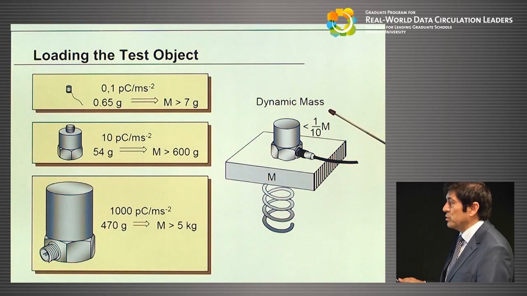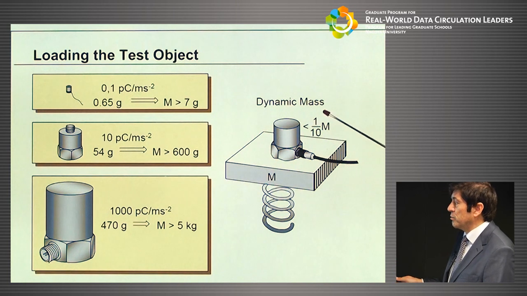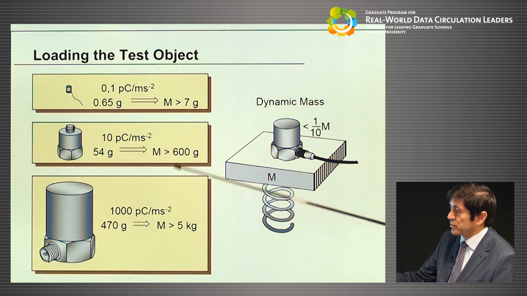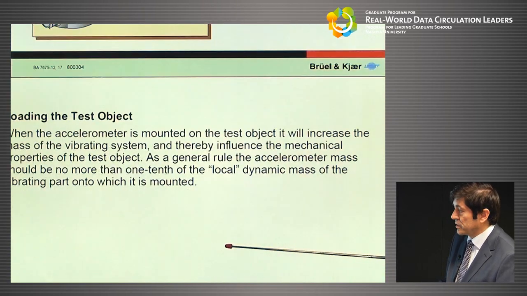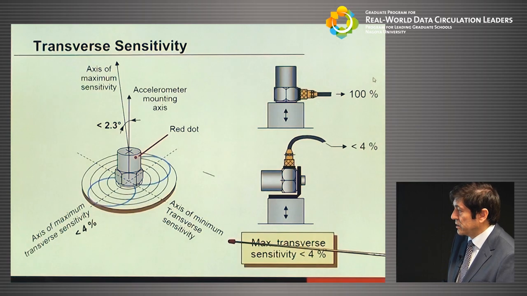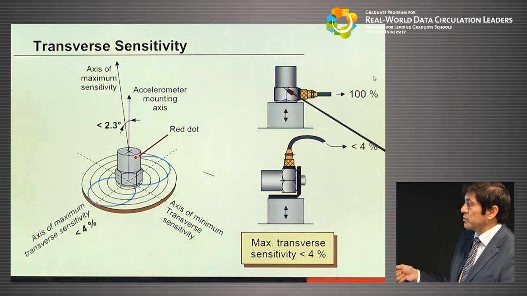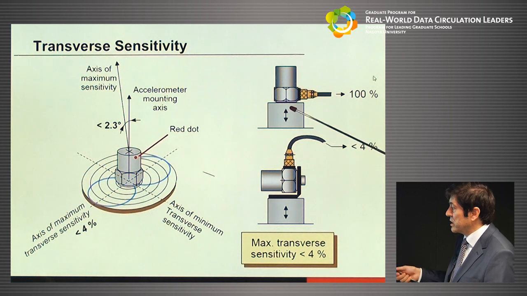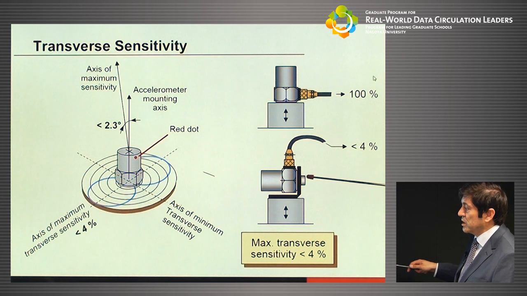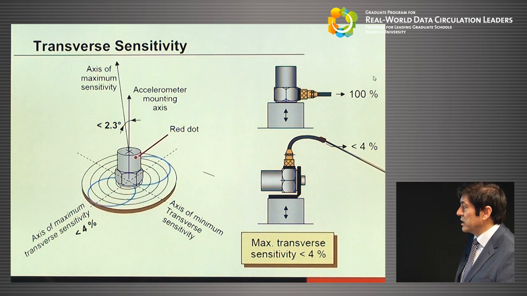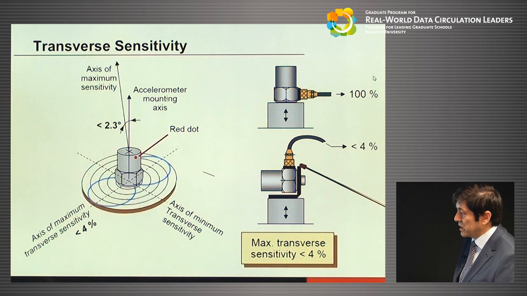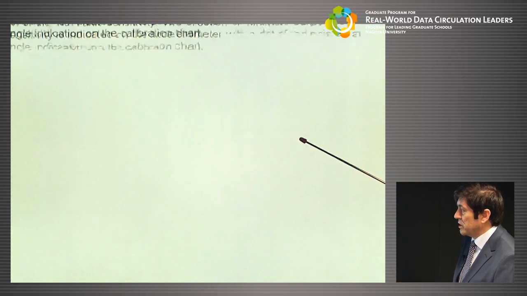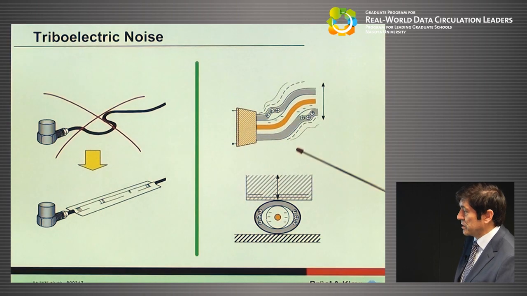There's a rule: if you attach a sensor to a component, its mass should be less than 1/10 of the component. That's how we choose the size of, for instance, the accelerometer. That's valid for the other sensor types also. If we measure a signal in one direction, for instance, acceleration in vertical direction, it will be affected by the vibrations in other directions too. Generally the cross effect is less than 4%. So we should think about this transverse sensitivity when we place the sensor.